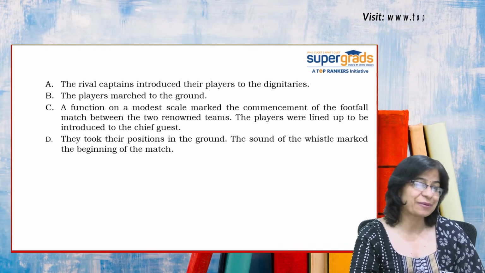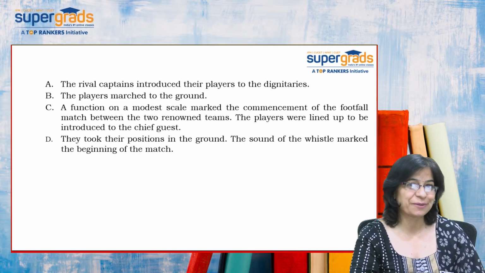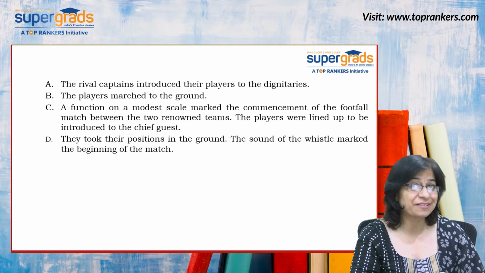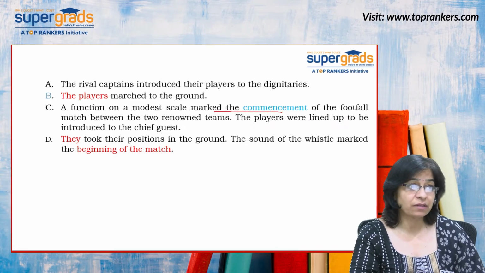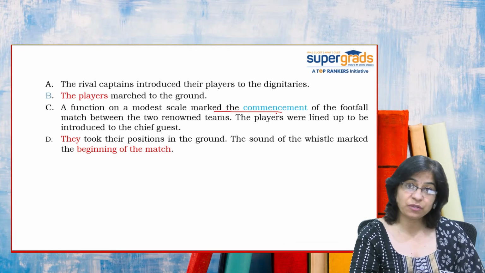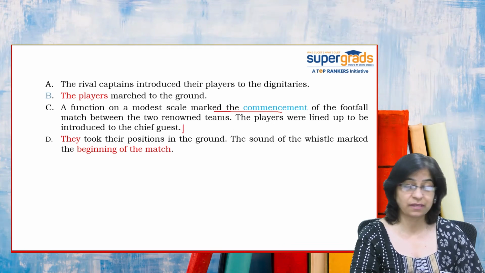Now, which sentence, according to this, looks like an opening statement to you? It should be a broad, opening, introductory statement. Well, certainly it is sentence number C. Now, see, a function on modest scale marked the commencement of the football match between the two teams. So this becomes your sentence number one.